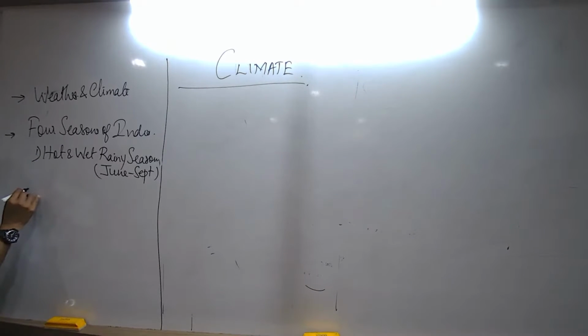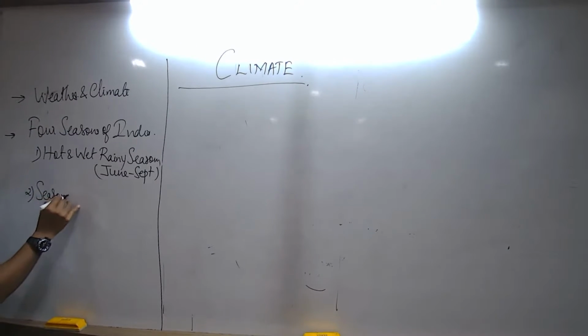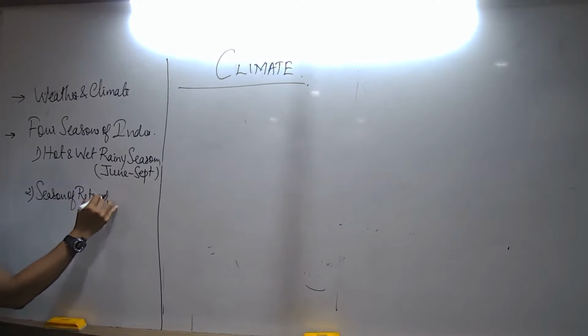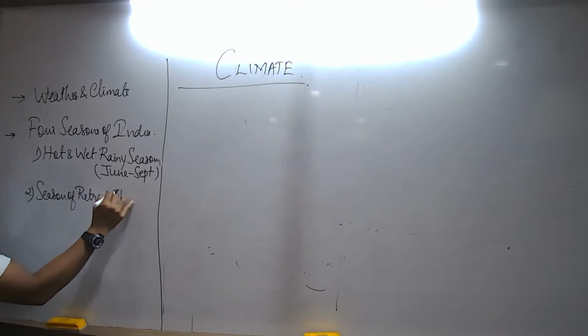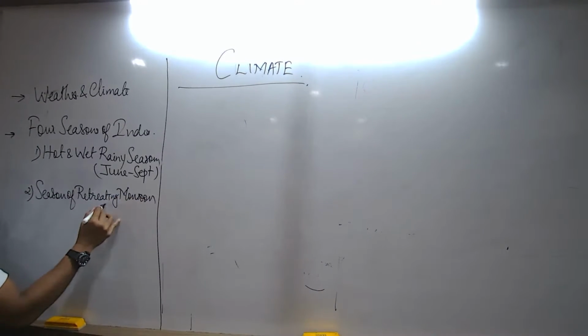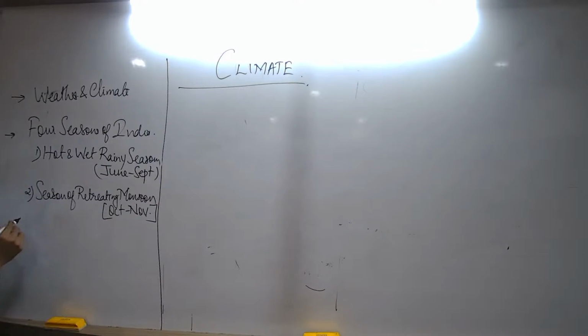The second season is the season of retreating monsoon. That is only 1 month, October to November. The next is the cool, dry winter. Cool and dry winter.